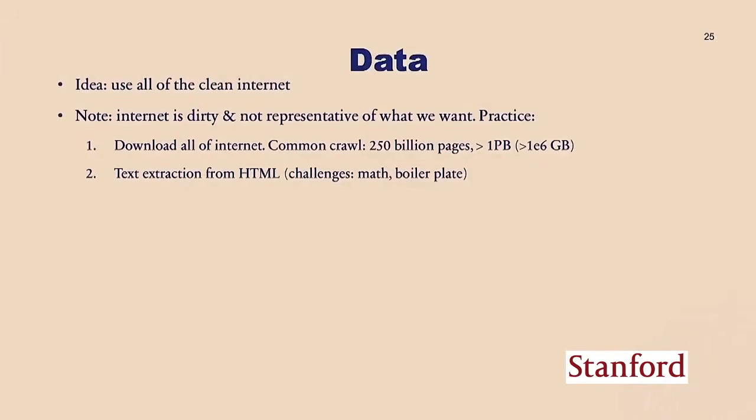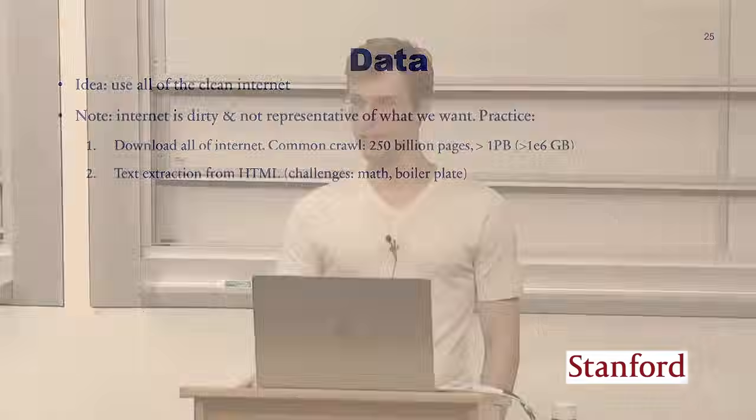First one, you extract the text from the HTML. That's what I just tried to do by looking at basically the correct tags. There are a lot of challenges with this. For example, extracting math is actually very complicated, but pretty important for training large language models. Or, for example, boilerplate. A lot of your forums will have the same type of headers and the same type of footers. You don't want to repeat all of this in your data.